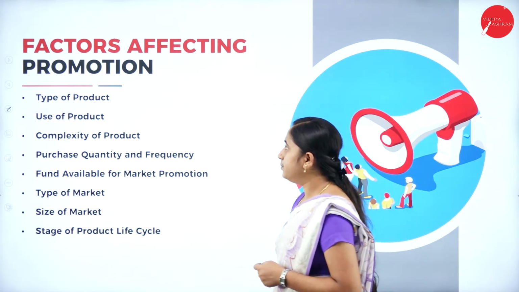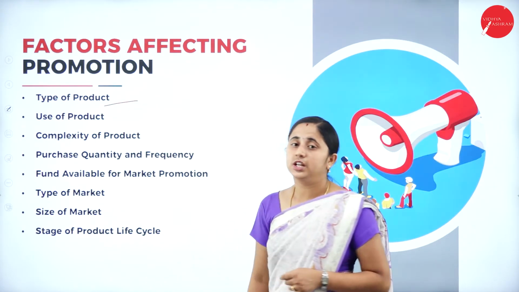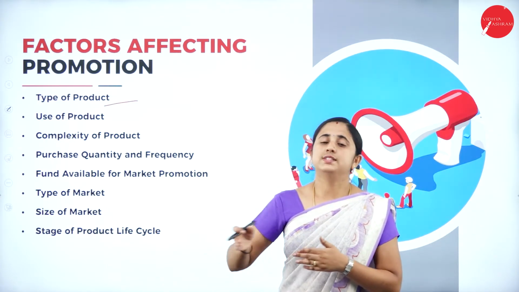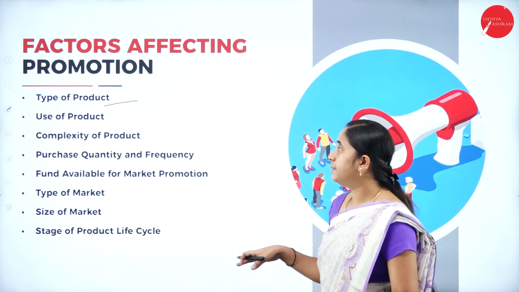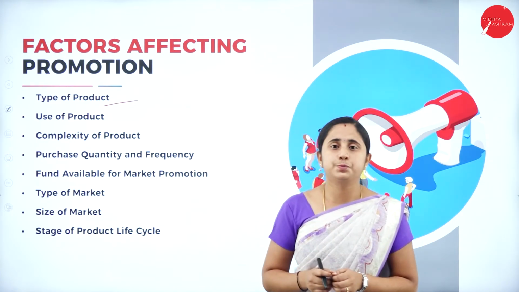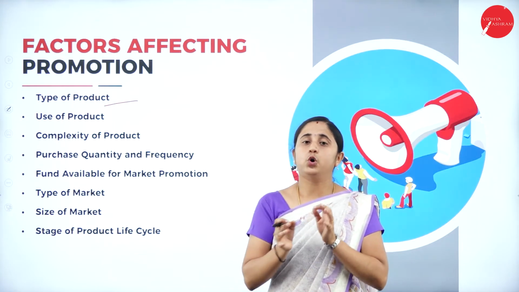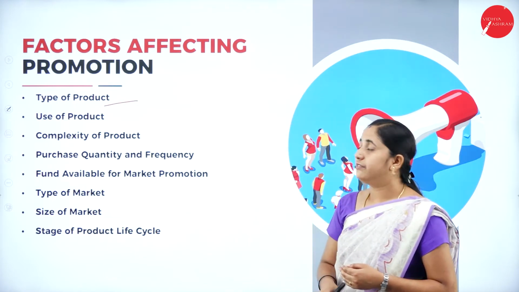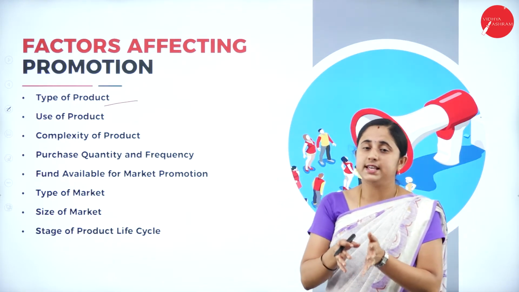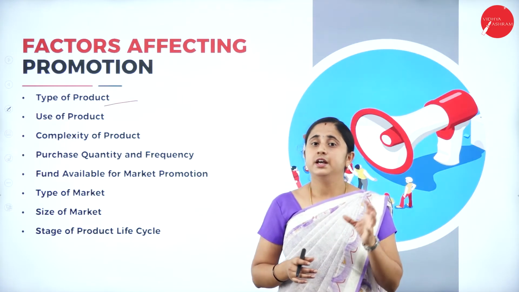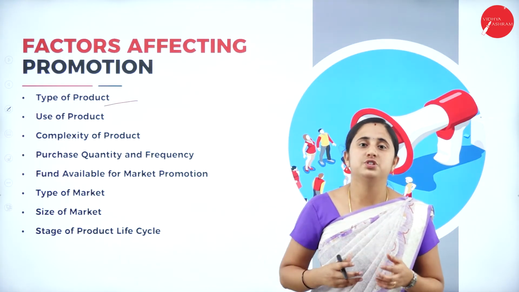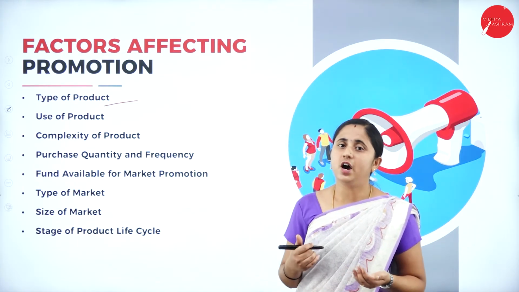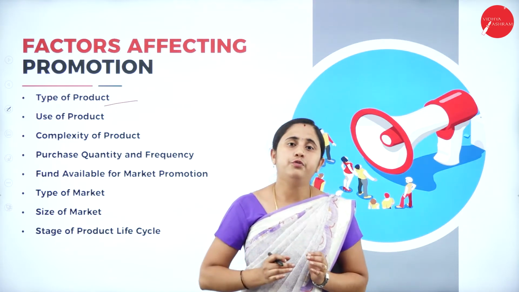Under that, the first one is type of products. That means which type of product you are producing will affect how you select your promotional types. For example, you may be producing daily use products, special products or occasional products. Depending on the type of product, it affects the promotional activity. If you are producing a daily use product, it does not require much promotional activity because consumers need it, so definitely they will purchase your product. So it requires a smaller amount of promotion.